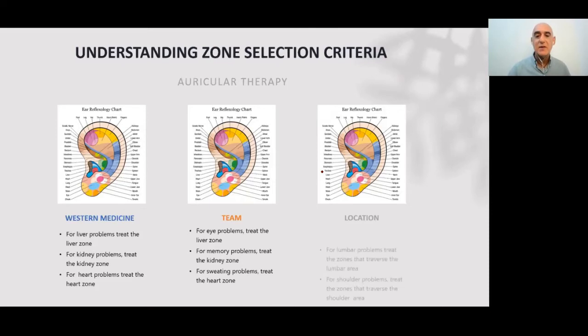So location is a very useful idea. So for lumbar problems, treat the zones that traverse the lumbar area. For shoulder problems, treat the zones that traverse the shoulder area. So 3 selection criteria: Western medicine thinking, so medical thinking, traditional East Asian medicine thinking, and location. Those are your 3 ways to select the zones.